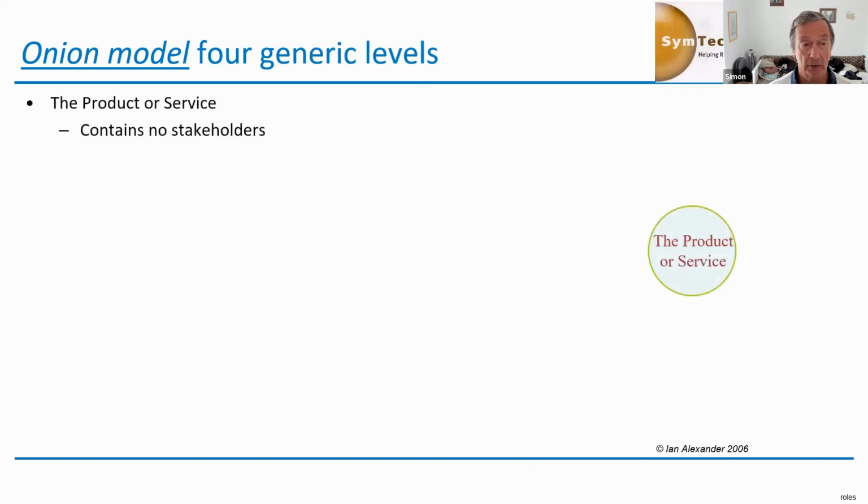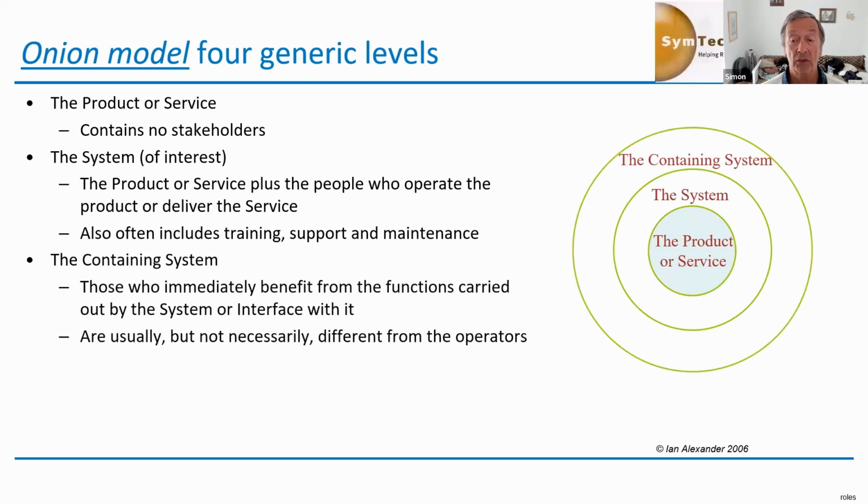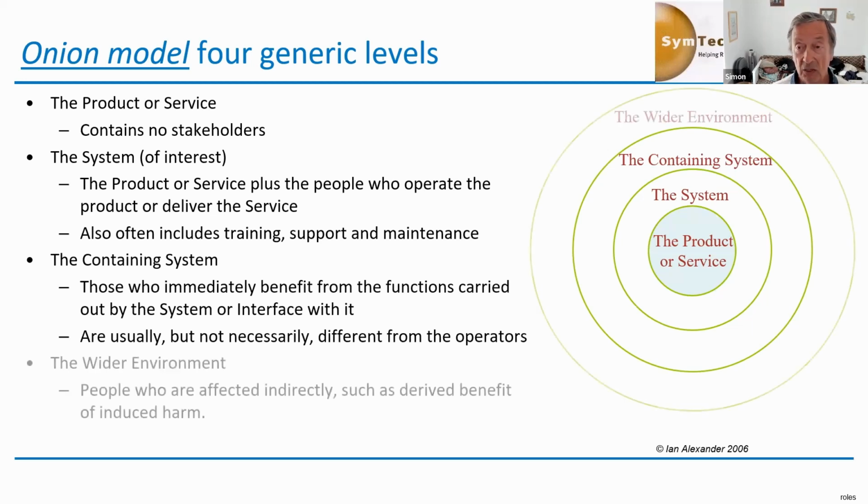There's 4 levels. First of all, we have the product or the service, and that contains no stakeholders. Around that, we have the system of interest. And of course, the system of interest is the product or the service, plus the people who either operate the product or deliver the service, and includes things like training, support, maintenance. So that's the system of interest. Now, outside of that is what is referred to by Ian Alexander as the containing system. The containing systems are those who immediately benefit from the functions carried out by the system or who interface directly with it. And outside of that is the wider environment.